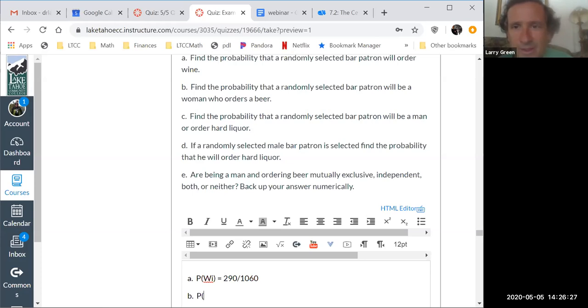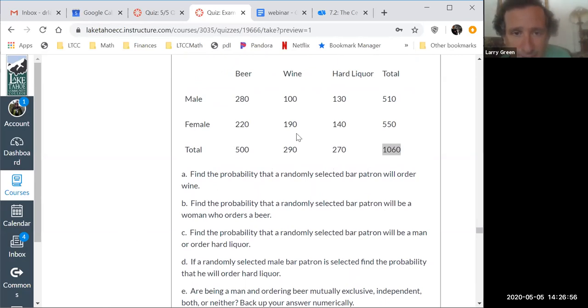All right, maybe this is tough to decipher, but it's not a trick question. To be counted, the person has to be a woman and they have to order beer. I'm going to write W-O, and for beer, B-E, using the first two letters. So that's the probability the person is a woman who orders beer. Then we look at the table, and there are 220 women who ordered beer out of 1060.